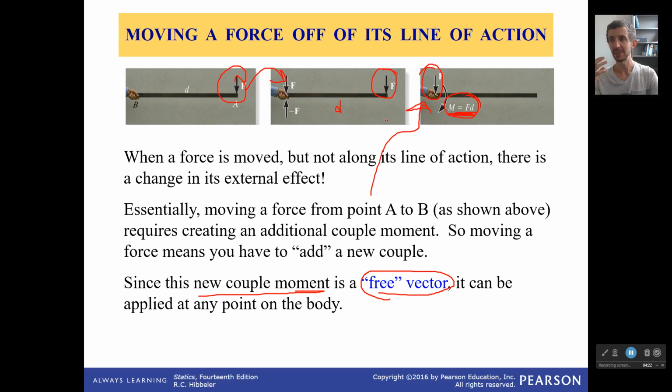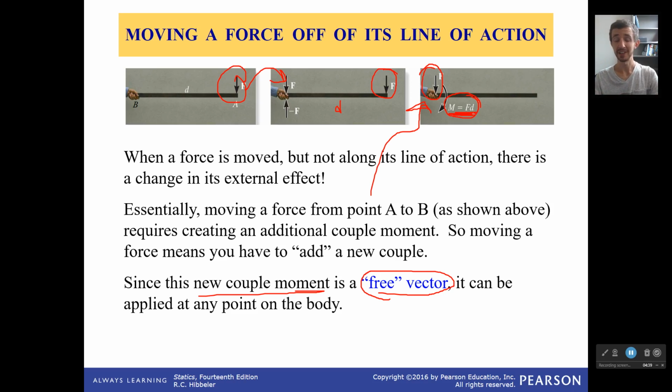It's one of those things that I think you kind of have to see done a couple times before it really sticks. But for now, just remember, whenever you move that force off its line of action, you have to add in a moment that's equivalent to the force times the distance you've moved it. The perpendicular distance, of course.